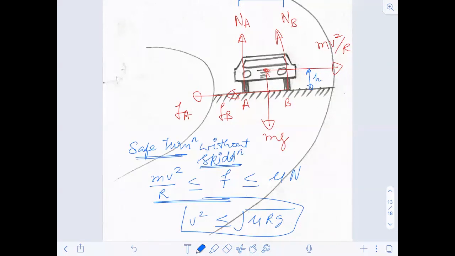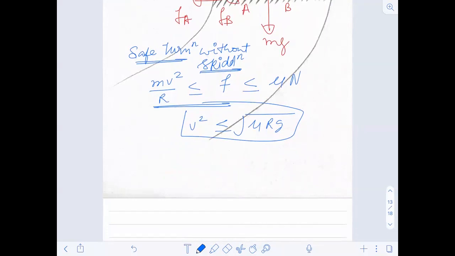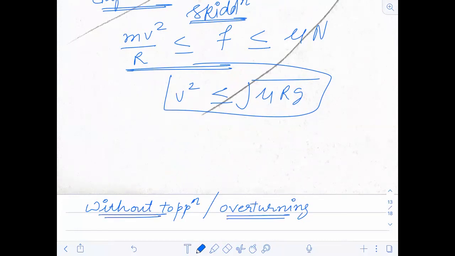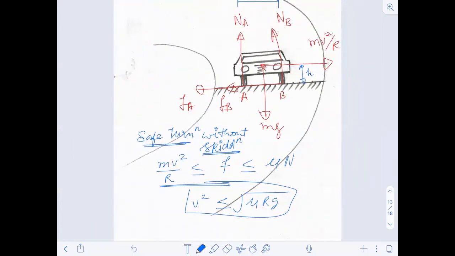Now, the next case that I want to discuss here, which will be the last topic for today, is safe turning without toppling. Or sometimes in the questions you will find it as overturning. So for toppling, it should not topple actually.